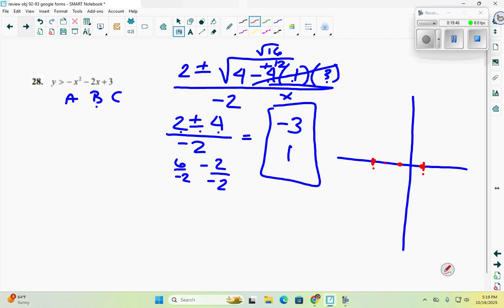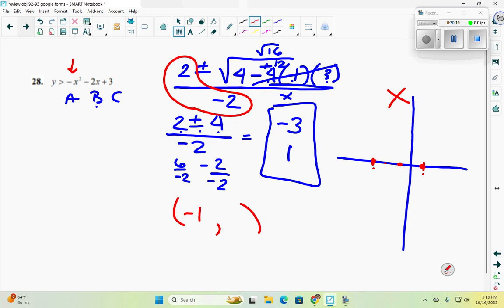So now I need to find the vertex. Okay, so remember our vertex is going to be going down. So that would mean that someplace up here, somewhere in the middle of those 2 dots that I found is where my vertex is at. Okay, so first part is this part right here. So whatever this became is my x value. Okay. Well, 2 divided by a -2 is going to give me a -1.